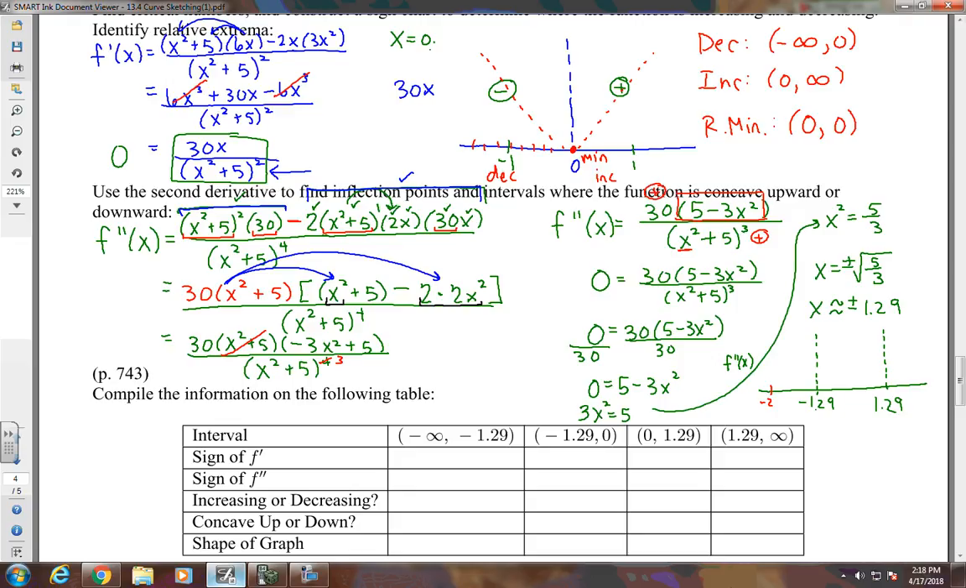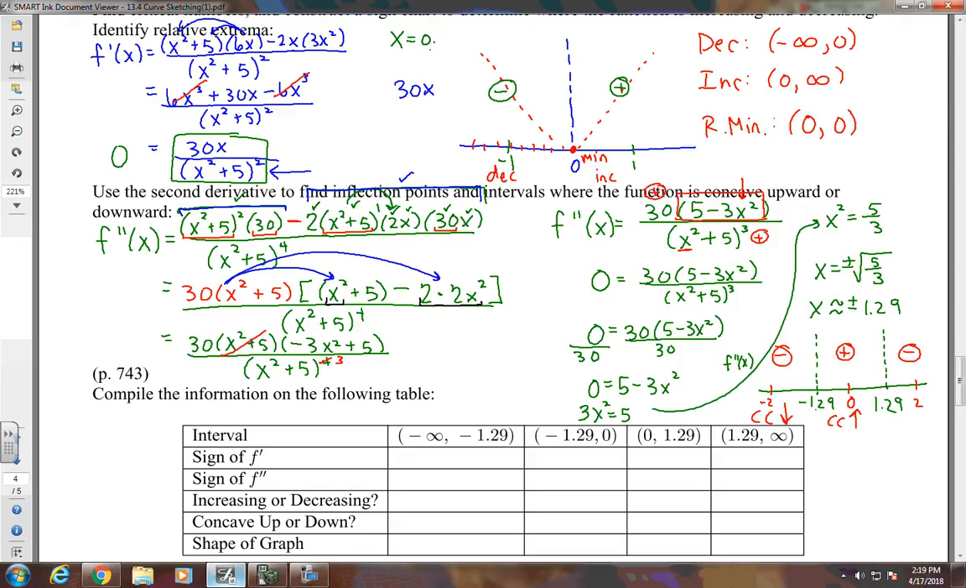Again, plugging negative 2 in for x, negative 2 squared is 4. We have 5 minus 3 times 4, or 5 minus 12. Whatever that number happens to be, we can observe it is negative. Remember, we're working with our second derivative. That means the graph is concave down on this interval. An easy test point to use between our negative 1.29 and positive 1.29 is 0. If I plug that into the second derivative, we'll discover it's positive. So here in the middle, it's concave up. On the right side, I could choose the test point 2 and plug that into my second derivative. I would also discover that it is negative.